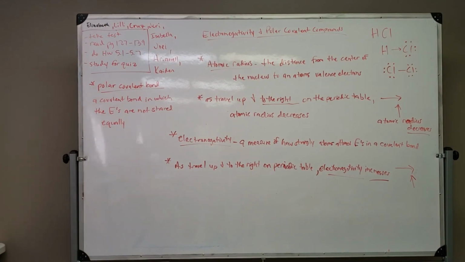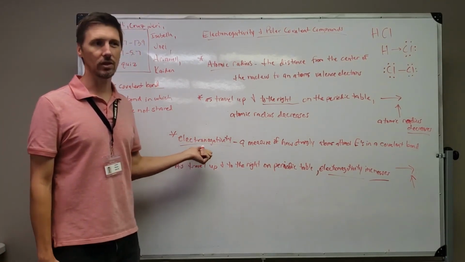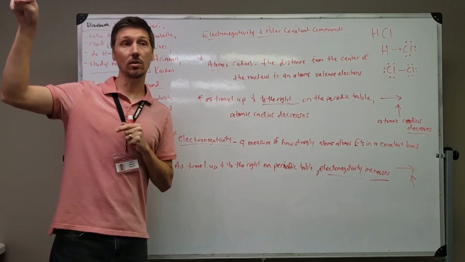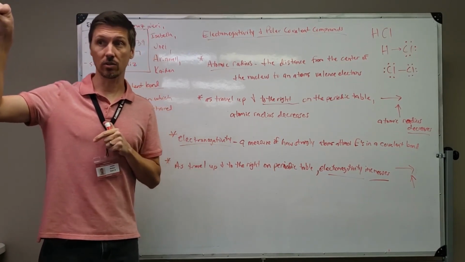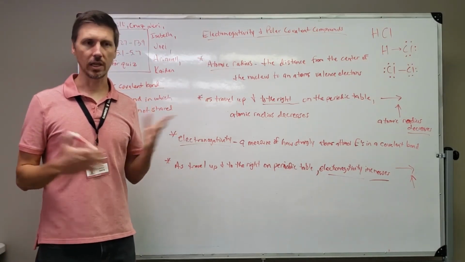And so we're going to get more into the details of that in a couple of weeks when we get back. But I just wanted you to understand this concept of electronegativity and be able to look at the periodic table and say, oh, because of where this is located, it's going to have a greater electronegativity than this element over here. Okay? Any questions?